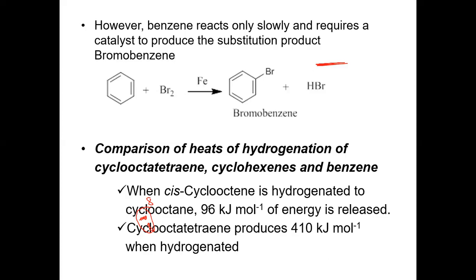cyclooctene is hydrogenated to cyclooctane, 96 kilojoule per mole of energy is released. Cyclooctatetraene produces 410 when hydrogenated. So let me explain this.